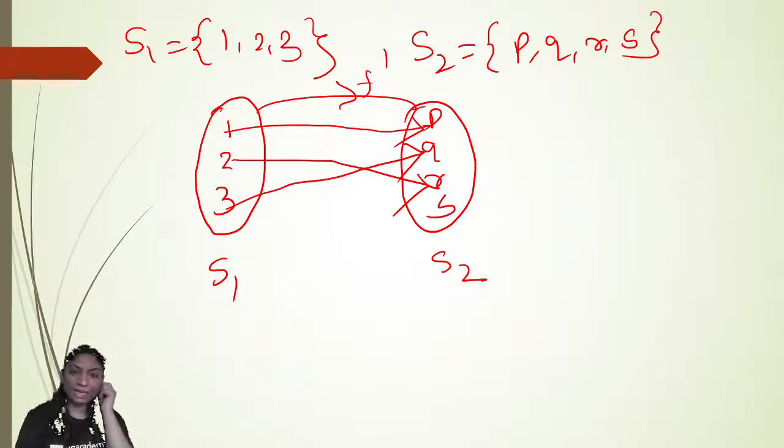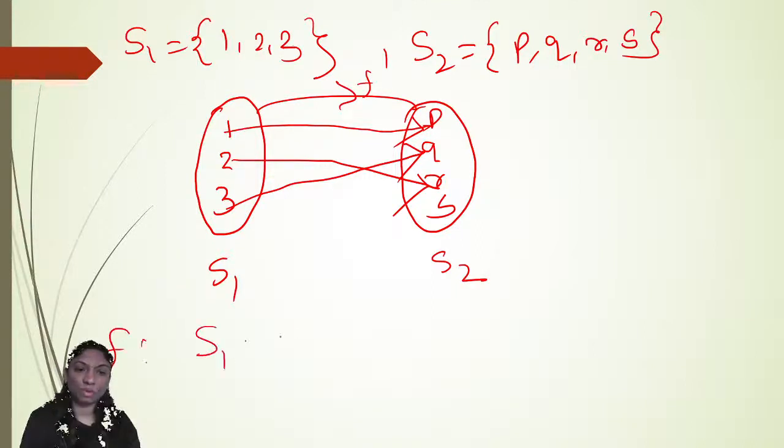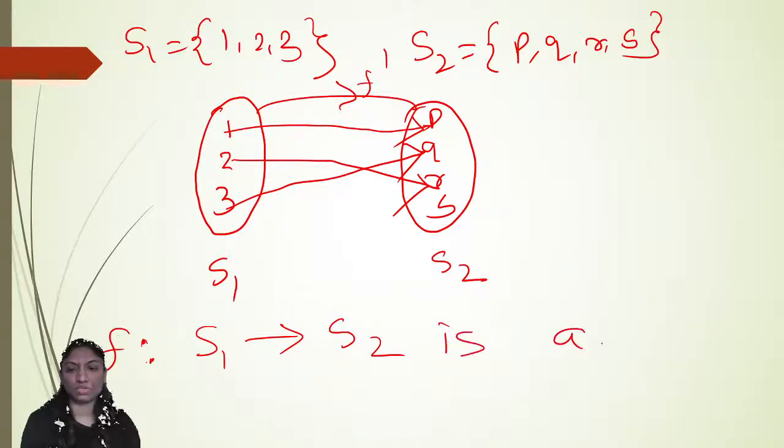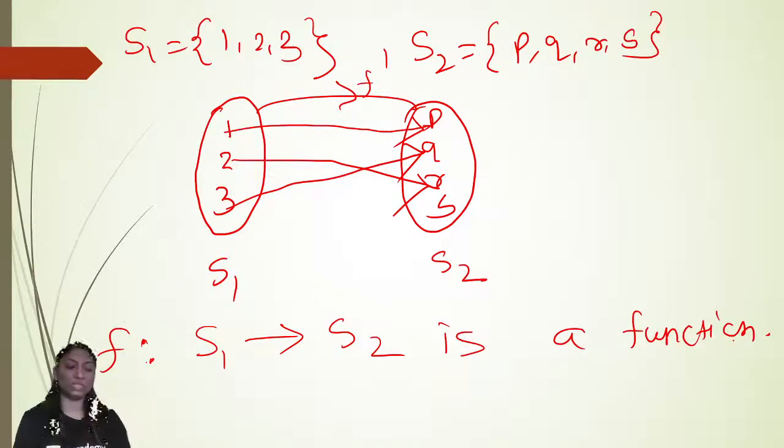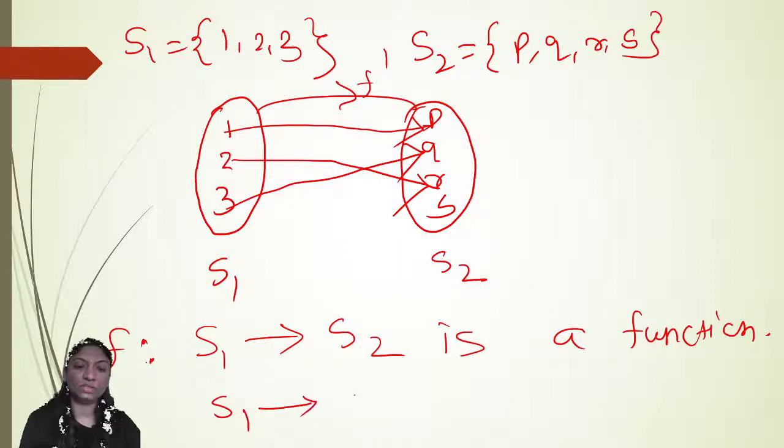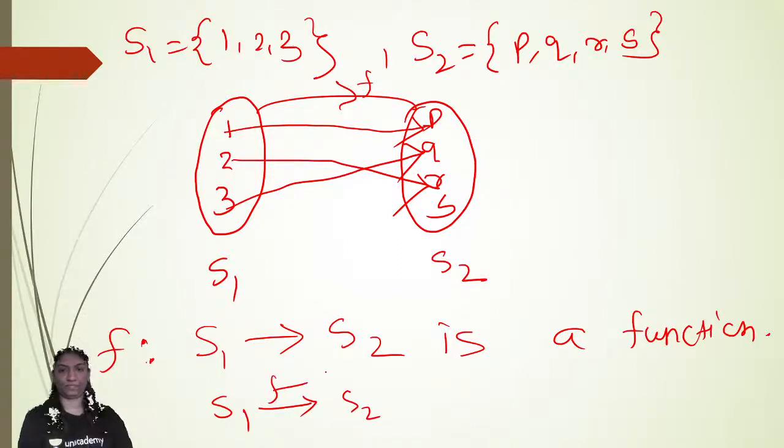So every element has a unique image in S2. So f defined from S1 to S2 is a function. Okay, and it is also denoted by f from S1 to S2. Okay, this is your function.